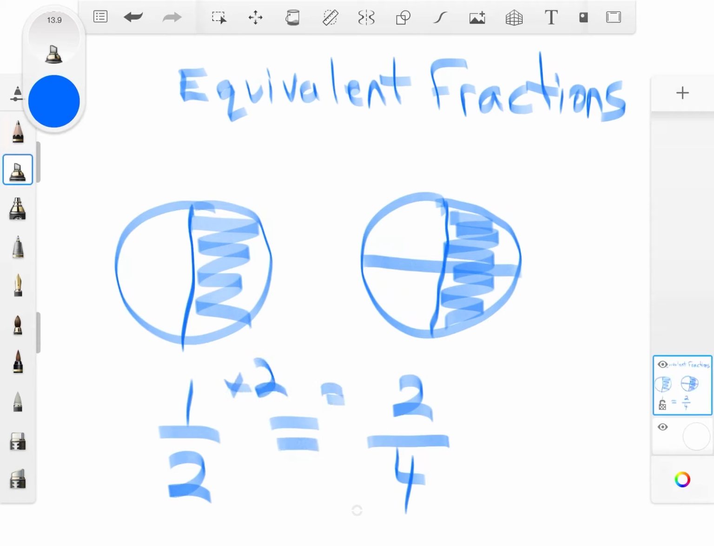1 times 2 equals 2. 2 times 2 equals 4. Times the top and you times the bottom by the same number and you will get an equivalent fraction. It's the same amount.